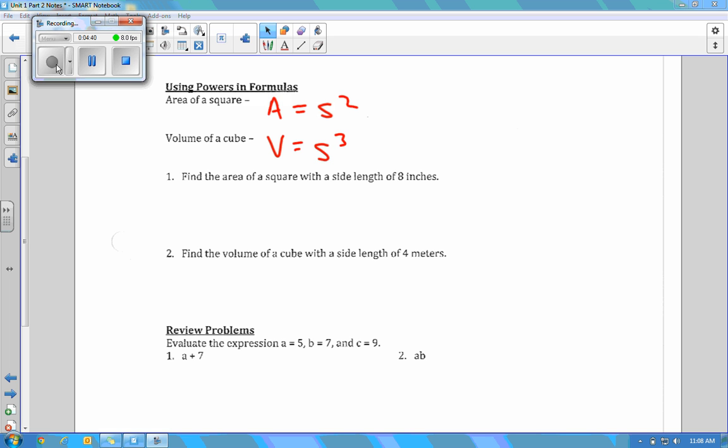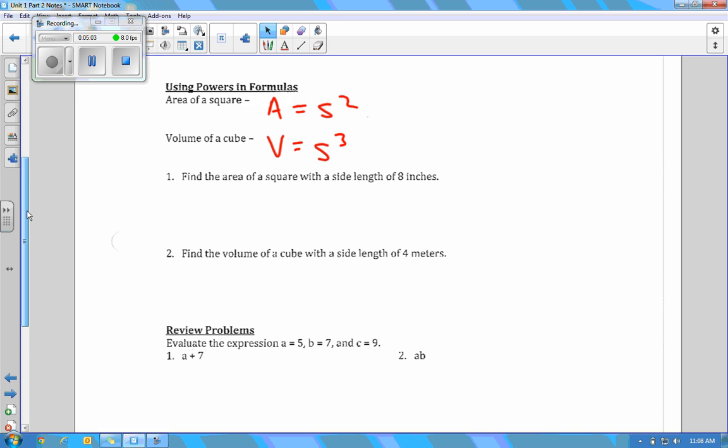So I've written down a couple formulas for you. The first one is how to find the area of a square. That's A for area equals S for side squared. So area equals side squared. A square is 2-dimensional, so we have side times side. Then we have the volume of the cube, so V for volume equals side cubed, which is, we have a cube or 3 dimensions, we're going to use it in the third power.